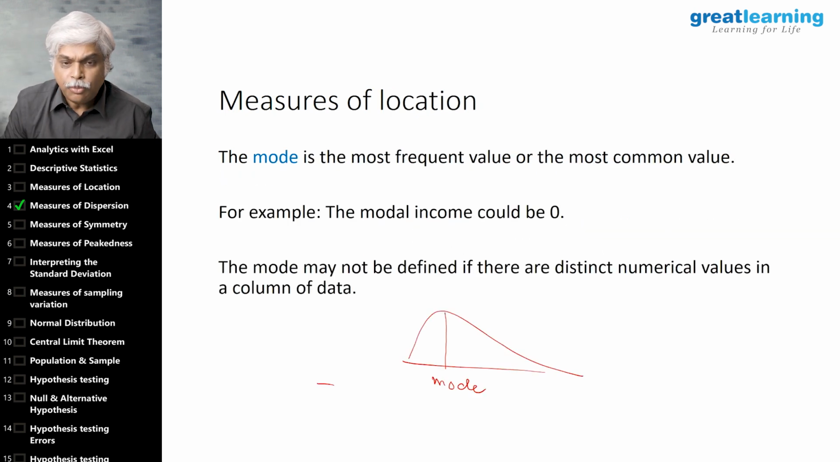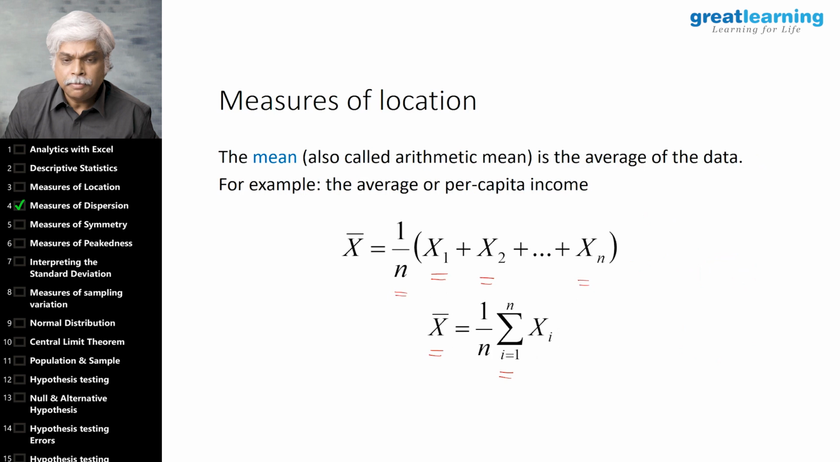X bar, if we go back on our slide deck, is the mean of the data. Take all the observations and divide by the number of observations. This is the average.